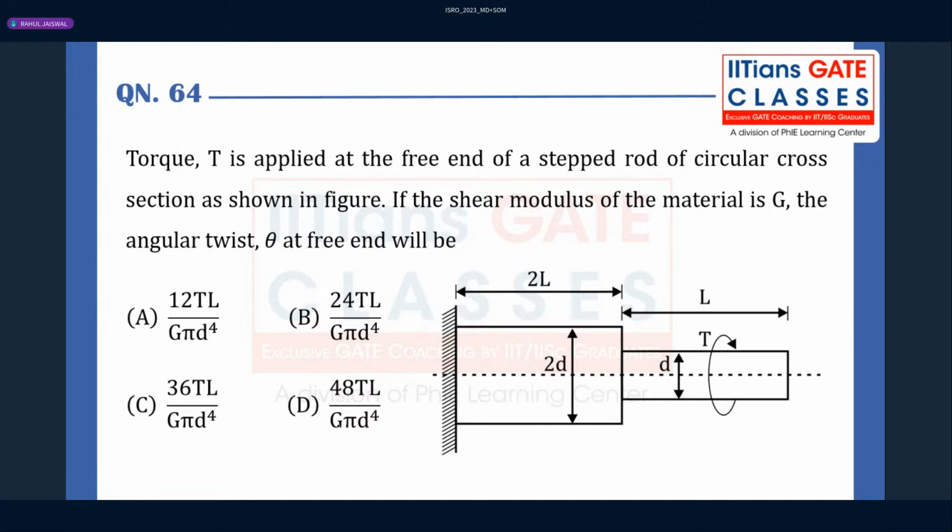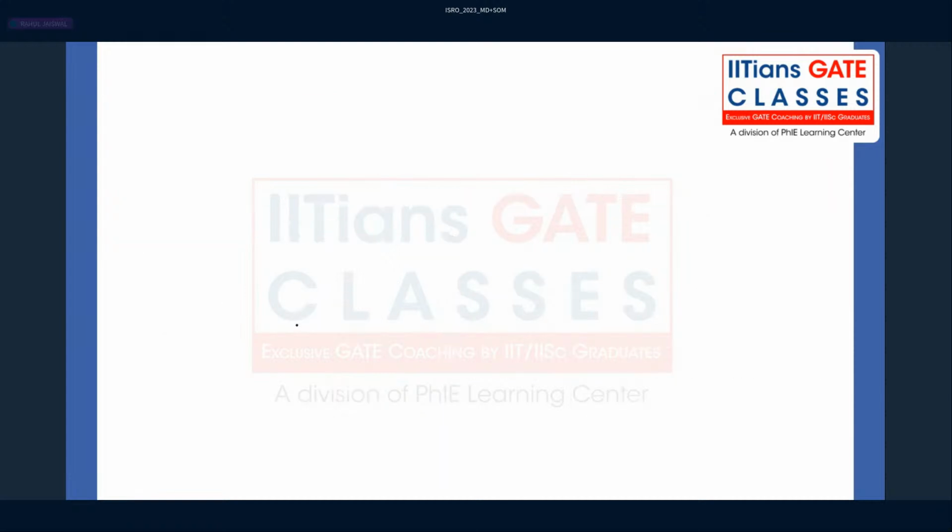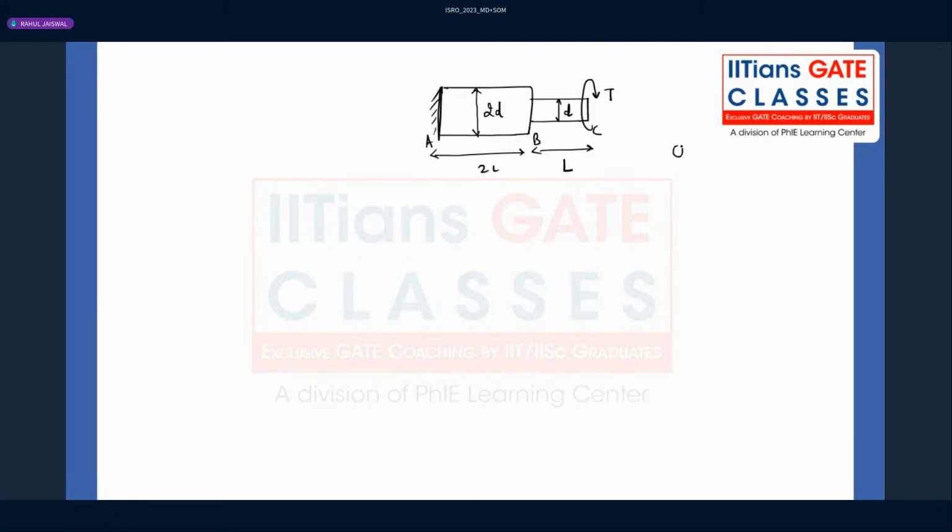So let me take this particular question on the next page. The twisting moment T is applied at the free end, with lengths 2L and L. The angle of twist theta at the free end would be what? Let's take A, B, C. They are asking theta C.